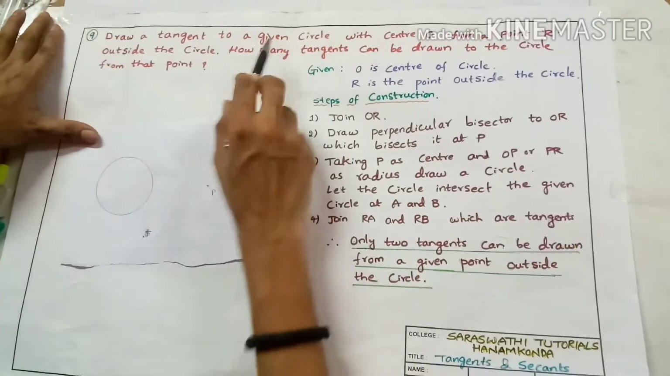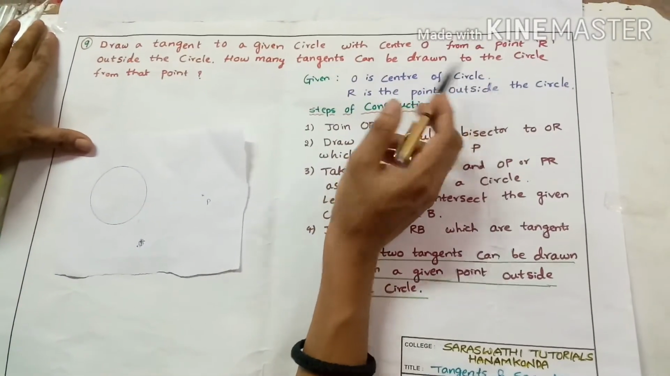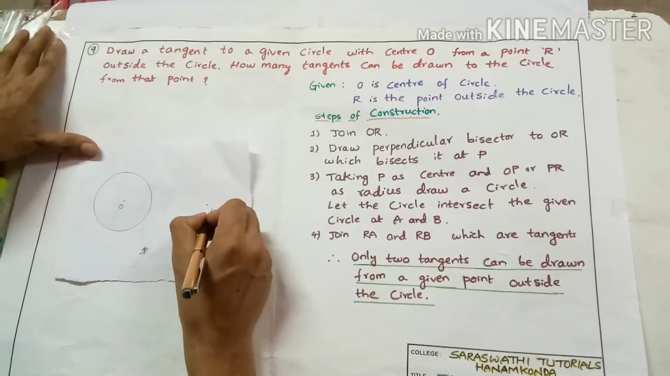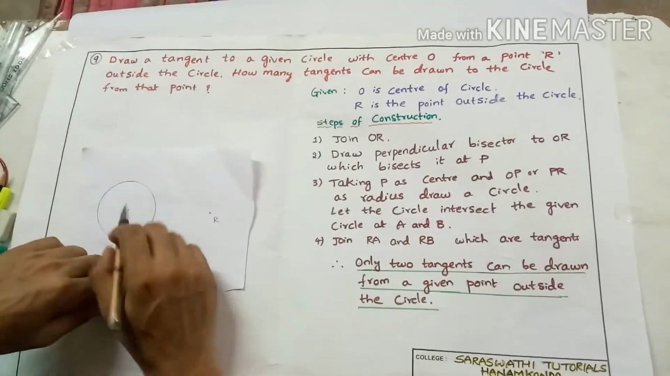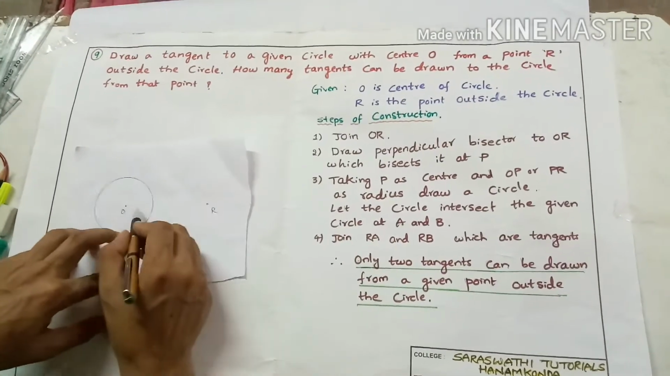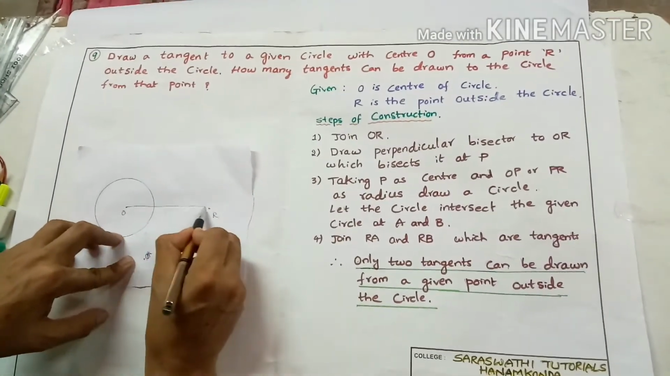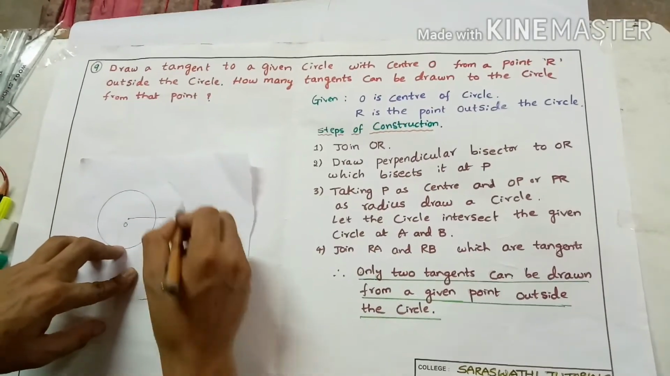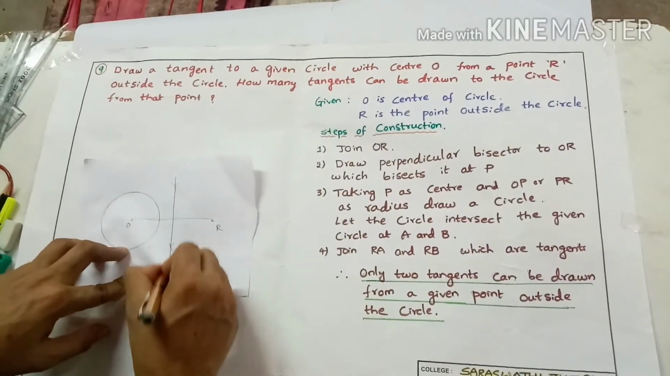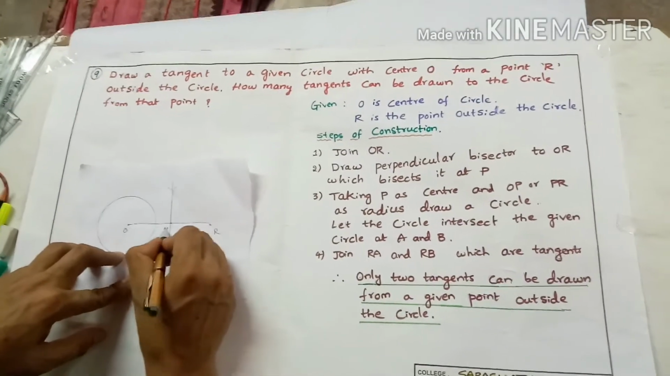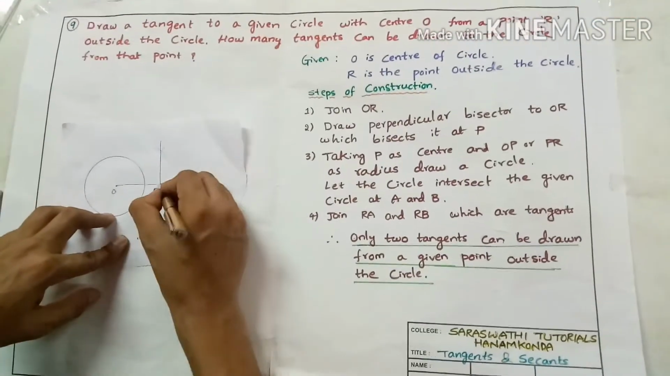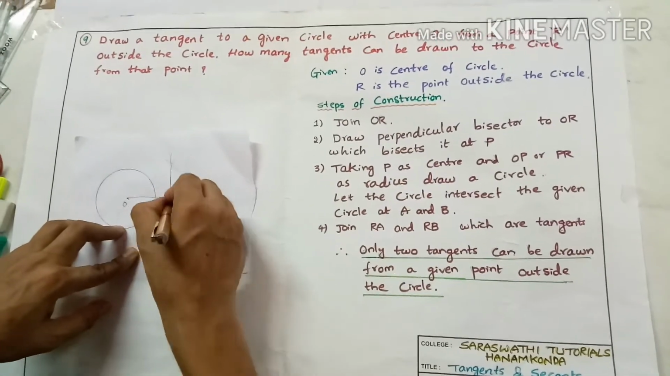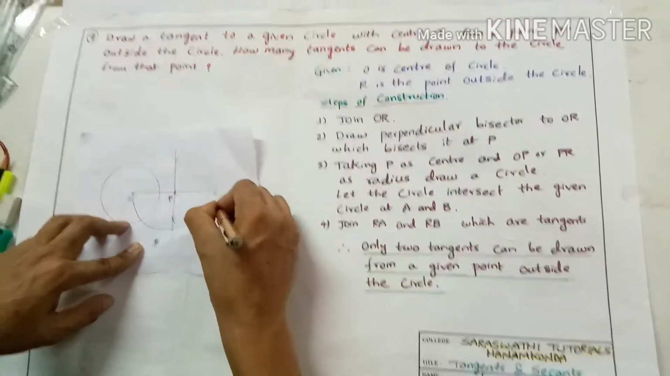The next question is: draw a tangent to the given circle with center O from a point R outside the circle. So first step is join OR. Now take more than half and draw a perpendicular bisector to this line OR. Let it intersect at point P. Taking OP or PR as radius and with P as center, draw a circle. This circle passes through both O and R.